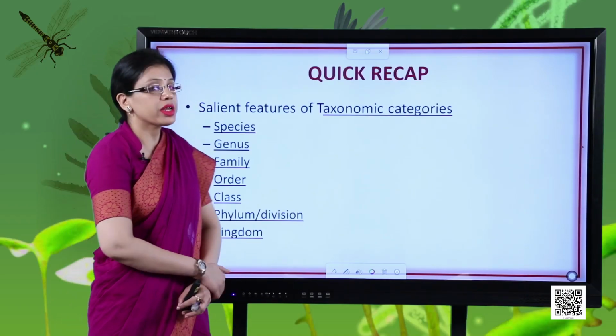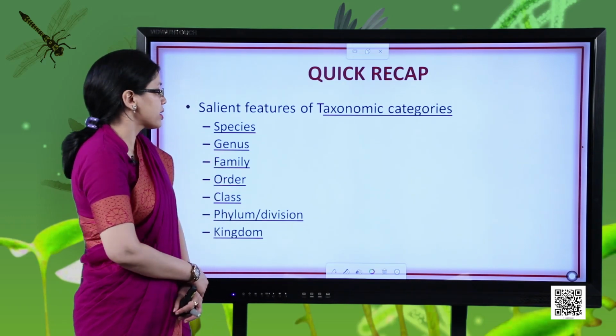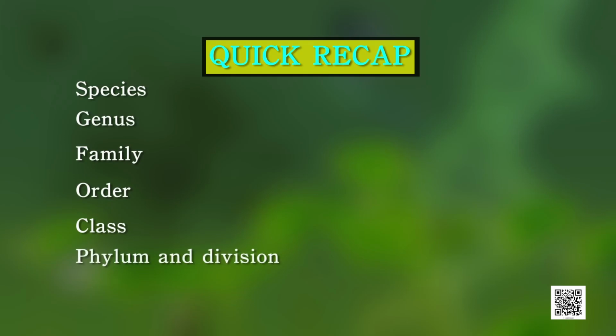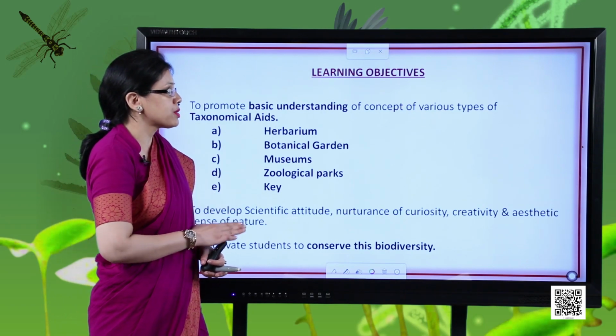Now let's have a quick recap. In your previous session you have studied about various taxonomic categories. We can have species, then genus, family, after family we have order, then class, phylum or division, and the last one which we have is kingdom. So you have already studied about these taxonomical categories before.